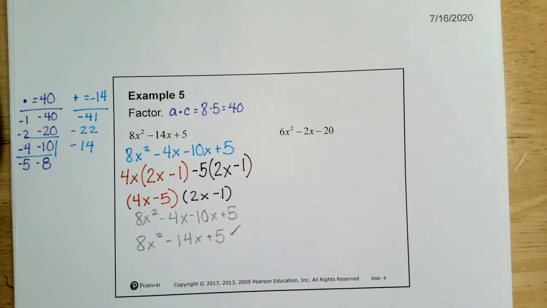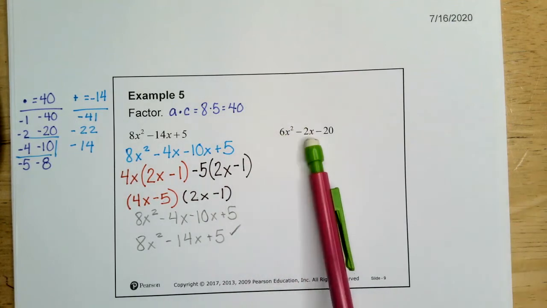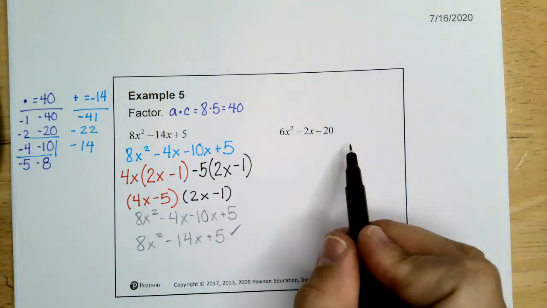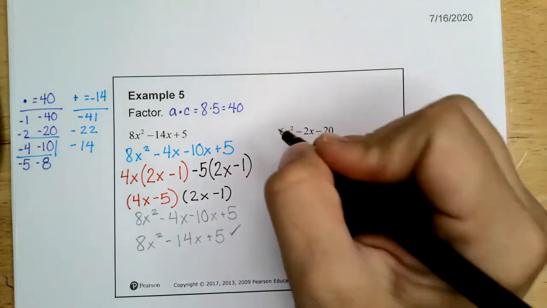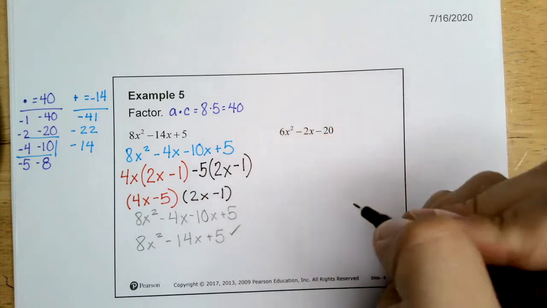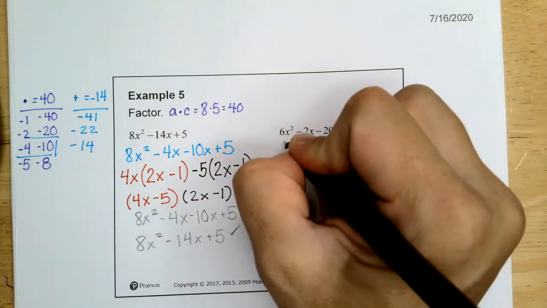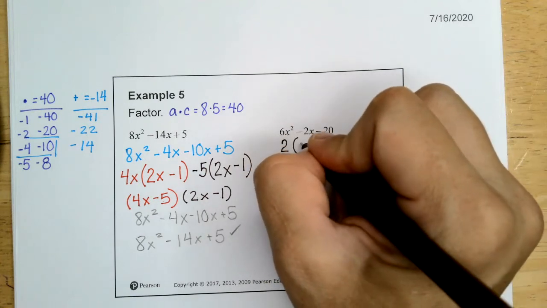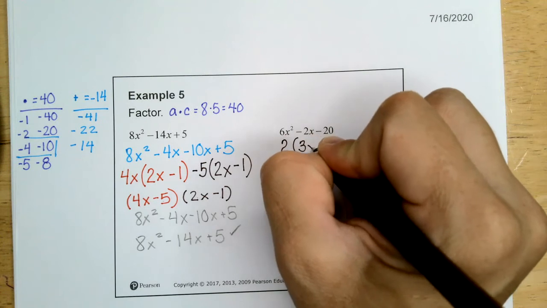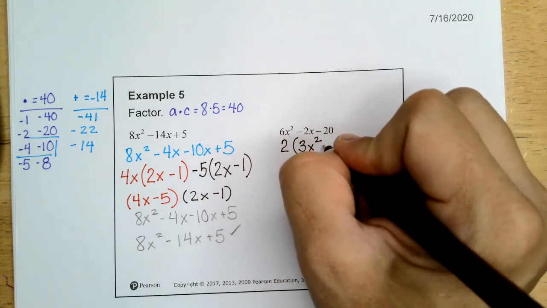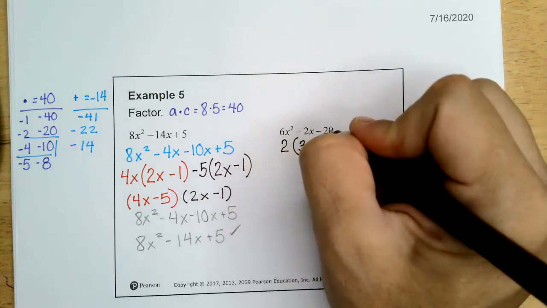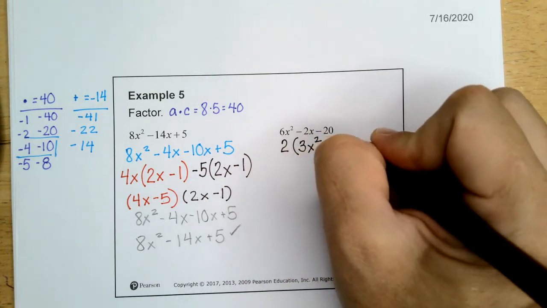6x squared, factor out the greatest common factor. 6x squared minus 2x minus 20. They don't all have x's, but this one has a 2. I can divide 6 by 2, I can divide 2 by 2, and I can divide 20 by 2. So I'm going to say 2 is my GCF. To get 6x squared, I need to multiply the 2 by 3x squared. To get -2x, I need to multiply by -x. To get -20, I need to multiply by -10, right?